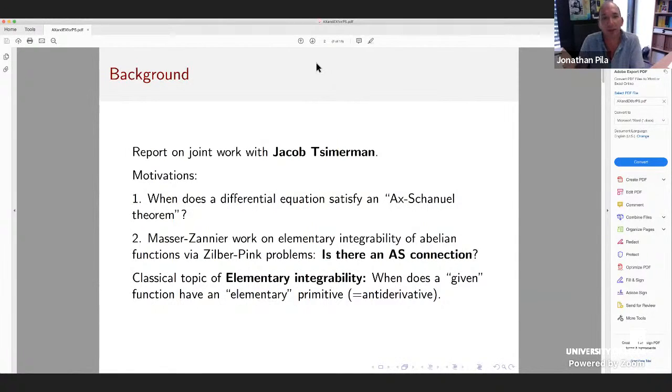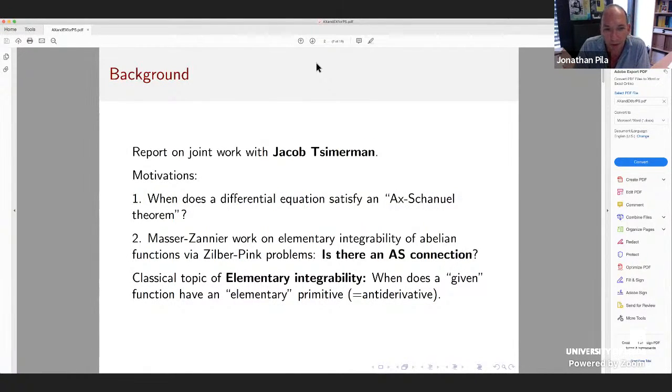And the other motivation was the Massa-Zanya work, a series of papers on elementary integrability of abelian integrals, that should say, really not abelian functions, but abelian integrals. And they do this by somehow reducing this problem, in fact, it's a classical thing, to Zilber-Pink type problems. And I guess the question was, we're going from elementary integrability to Zilber-Pink problems. Is there an Ax-Schanuel connection?